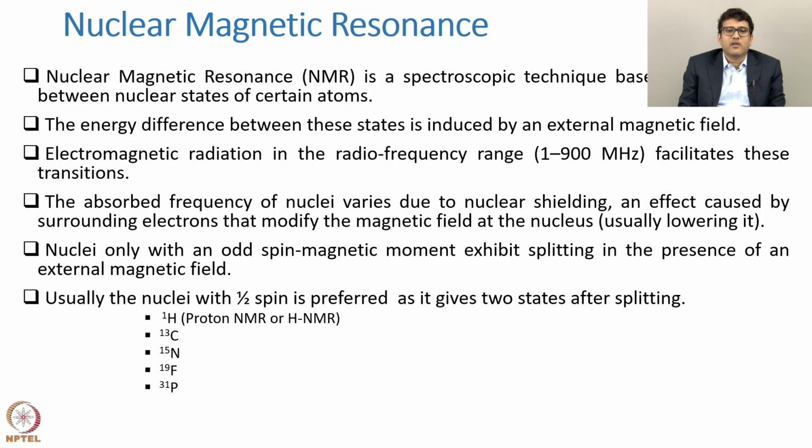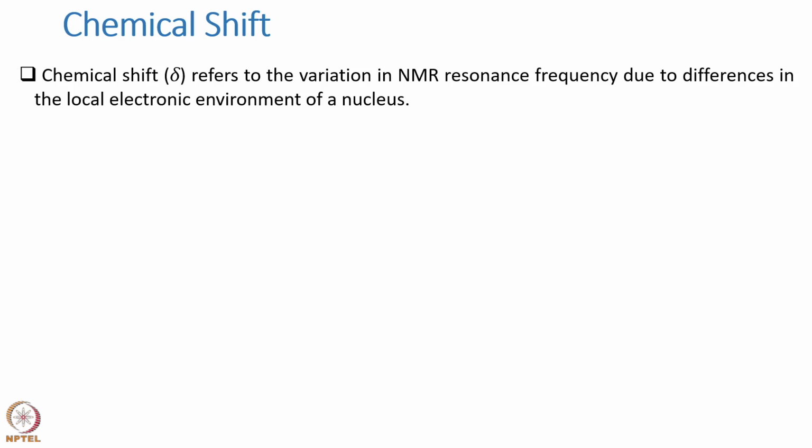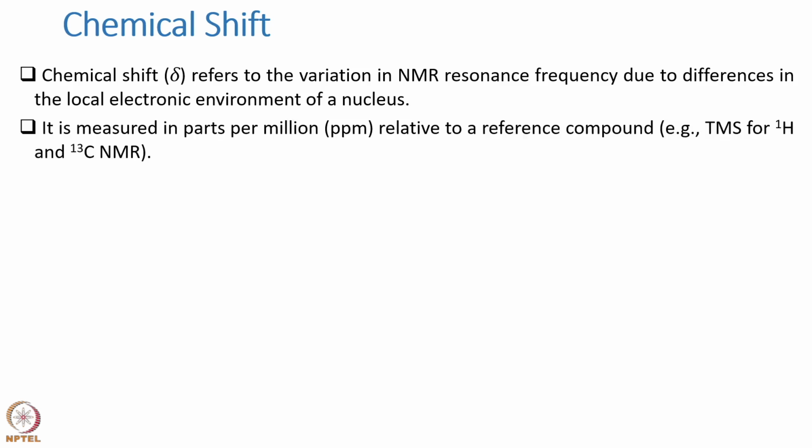So, you have proton NMR or hydrogen NMR, 13C NMR, 15N NMR, 19F NMR, 31P NMR. In each of these cases the nuclei have a half spin, which is preferred, and of course, the proton NMR is the most popular. Now, what is chemical shift? The chemical shift refers to the variation in NMR resonance frequency due to the difference in the local electronic environment of a nucleus. It is measured in parts per million relative to a reference compound.